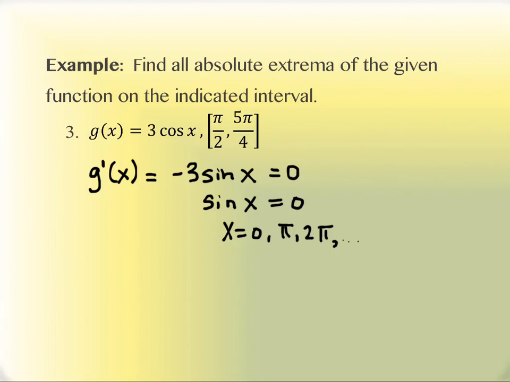We don't really want all those values. We only want the values that are between pi halves and 5 pi over 4. So which, if any, of those values are between pi halves and 5 pi over 4? Pi is the only one, isn't it? So the only value that we care about is the value that's on the interval we're looking in. So this is the only one that matters on our interval. There we go.